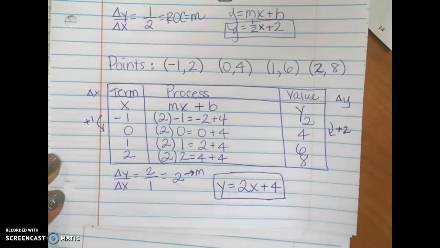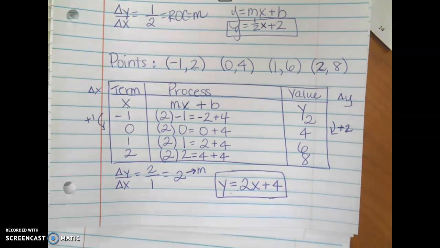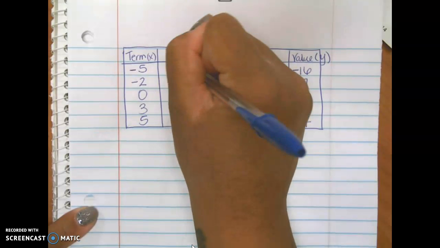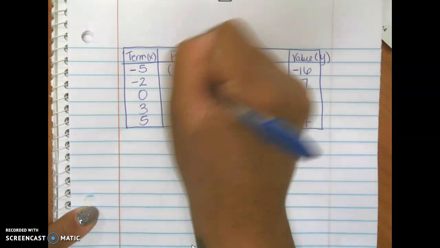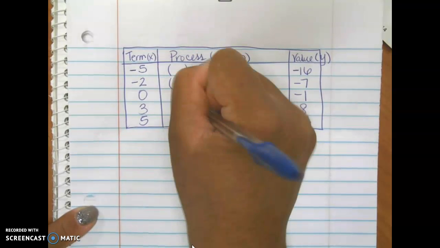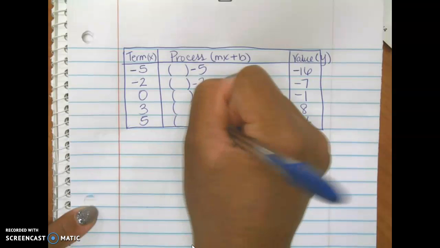Why do we take out the minus? Whenever you convert it to y equals, you always have to take out the constant. I'm not writing anything yet. So first I write my terms next to my parentheses: negative 5, negative 2, 0, 3, 5.